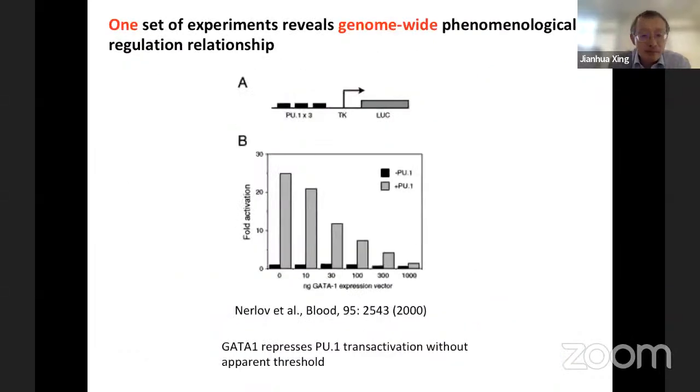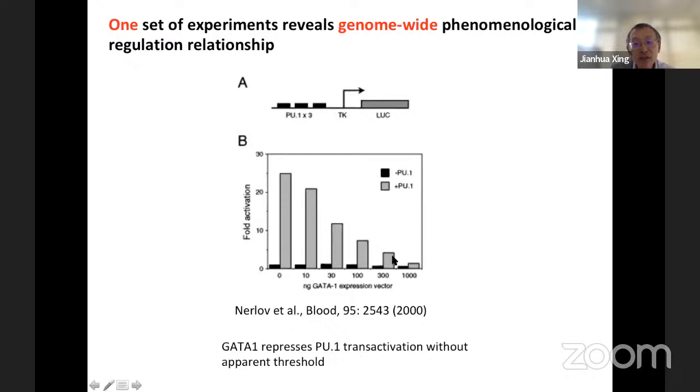Then we found this paper. These researchers really wanted to quantify the regulation. So what they do is they construct a vector. You see this vector has the luciferase reporter and this PU.1 promoter. So when PU.1 binds, it generates the luciferase signal. They transfect this vector, a second vector expressing PU.1, and a third vector expressing GATA1. Then they transfect different amounts of GATA1 and look at how the PU.1 transactivation activity is affected by GATA1.